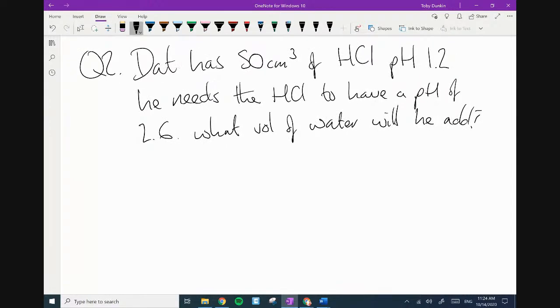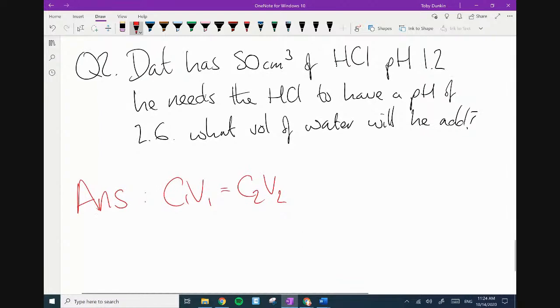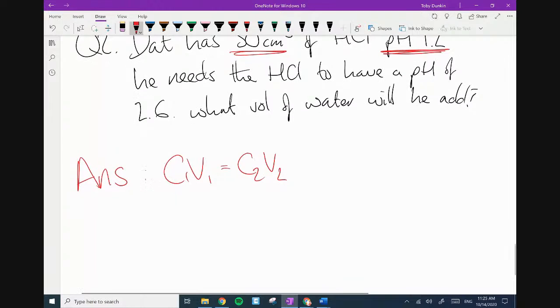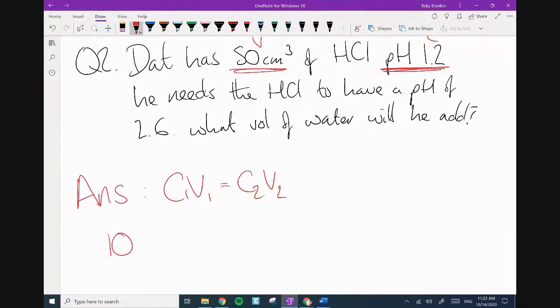Right. Unpause your video. Here's the answer. Now, this is really clever. We know that this is a dilution, so I need C1V1 equals C2V2. Now, there's a trap in here. The reason is we haven't been given concentration. Or have we? We've got volume, there's my V, and we have been given concentration in the form of pH. We need to take it out of pH. Step number 1, 10 to the minus pH will give me the concentration of H plus ions.